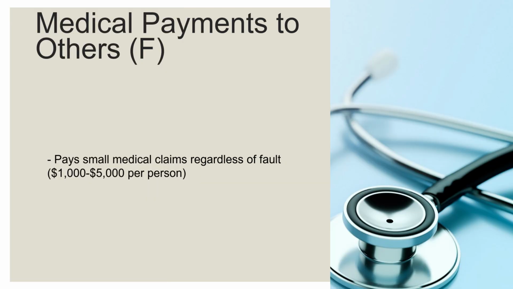Coverage F is a goodwill coverage designed to prevent small injuries from turning into lawsuits. It pays reasonable medical expenses for guests who are injured on your premises, regardless of fault. Key points. Limits. Policies typically offer $1,000 to $5,000 per person. The insured selects the limit when buying the policy.